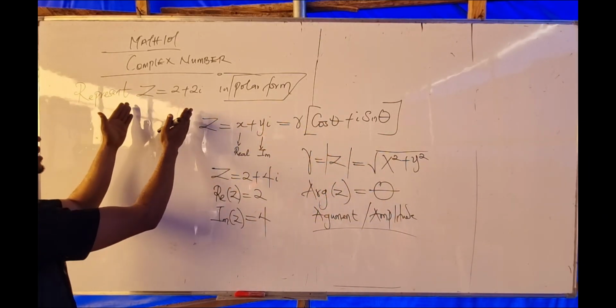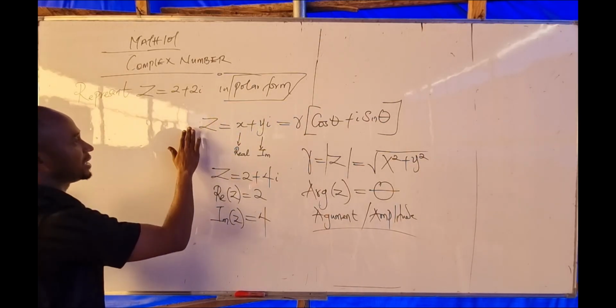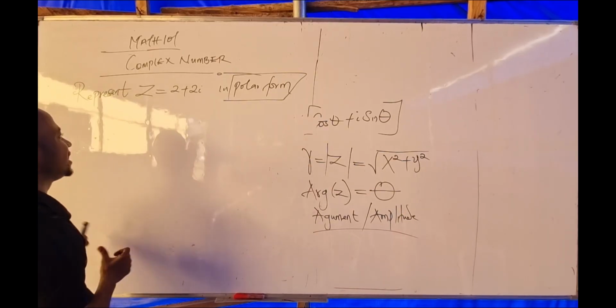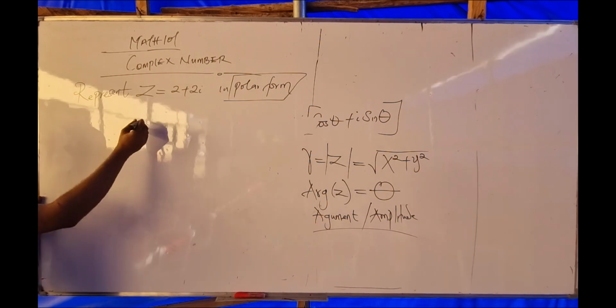Now, the basic idea is how to convert the general form to a polar form. We have a general form, and I want to convert this general form to a polar form. How do we achieve that? We look at the nature of the general form given. You will find that the general form given falls in the first quadrant.